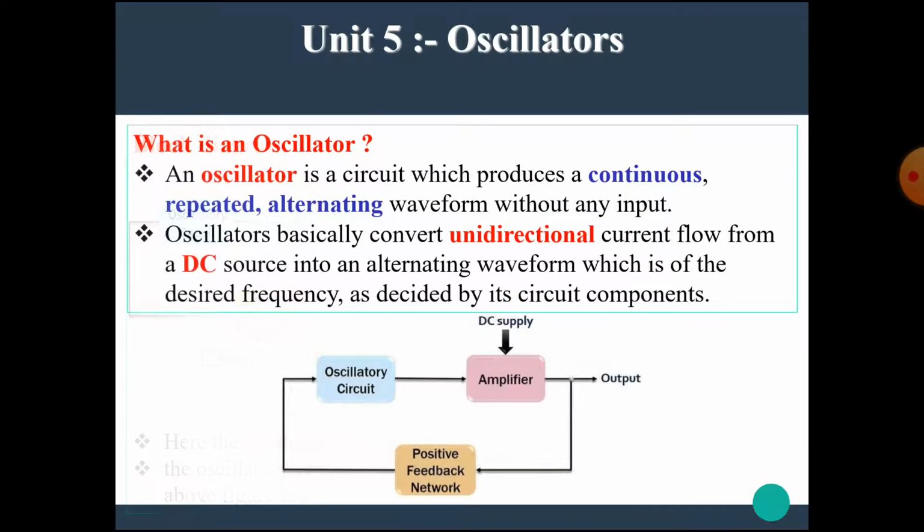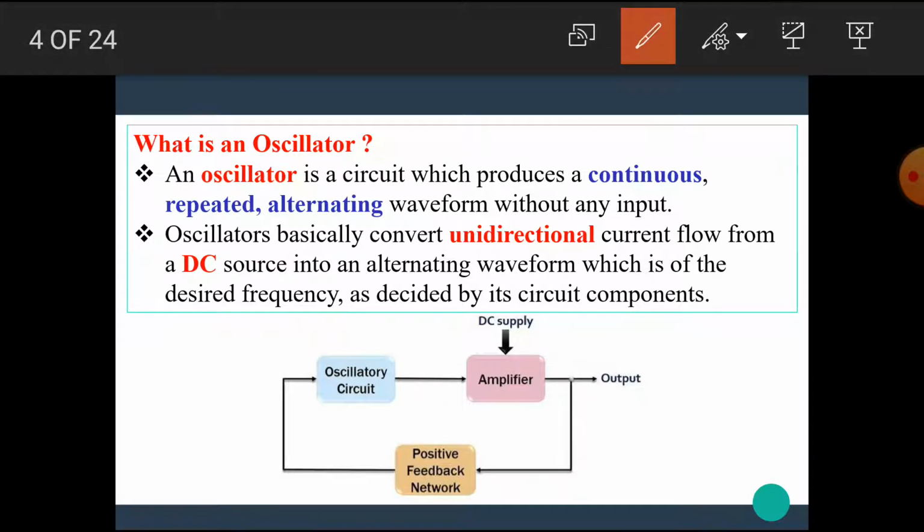Before going to see the Wien-Bridge oscillator, let's summarize our previous lecture in short. In the previous video, we saw what an oscillator is. We saw the block diagram of the oscillator, in which the oscillator is generally an amplifier which has a positive feedback network and the oscillatory circuit. That means an oscillator is a circuit which produces a continuous repeated alternating waveform without any input.